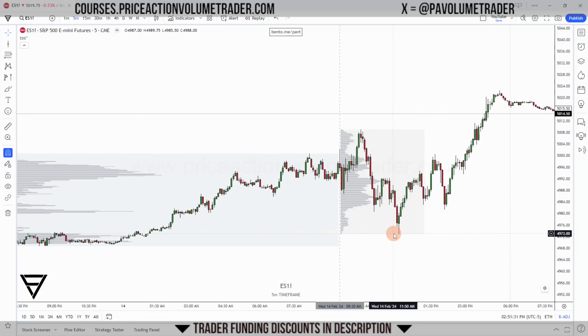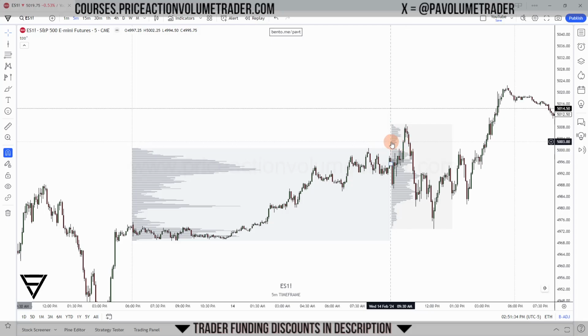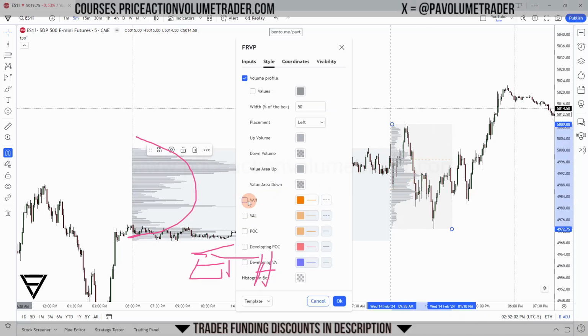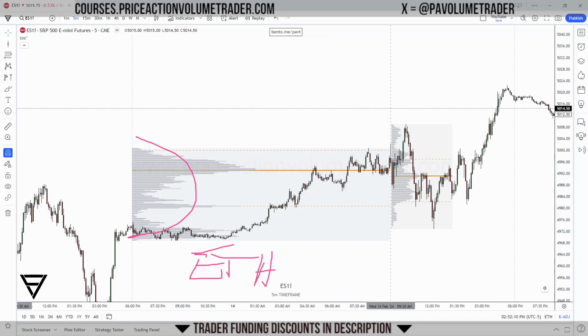Also, when the session opens, let's say when we opened right over here, since this profile was not developed, we start referencing the previous session profile, which in this case is the extended trading hours from 6 p.m. to 9:30 a.m. Eastern. So this is more like the Asia-Europe session, which has a lot less volume. The levels are still significant, but not as relevant as the regular market hours.